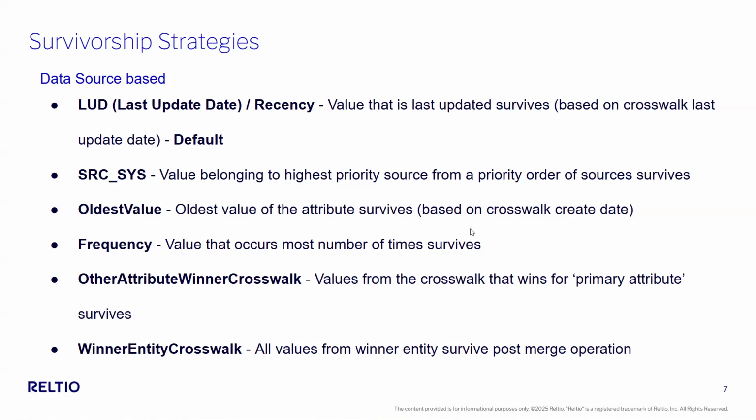Is the other attribute winner strategy available now? Yes, it is available. It should be in your tenant. Within the tenant configuration in the L3, there's a section called survivorship strategies, where you define all the survivorship strategies that you want to use. If it is missing there, you can check other attribute winner crosswalk in your entry. But yes, it has been available for a long time. If you are unable to find it in your tenant, you can create a support ticket and somebody will be able to help you with that.